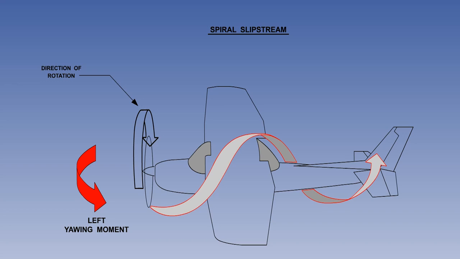But during the takeoff roll, at low airspeed and takeoff thrust, the left turning effect from spiral slipstream is very noticeable and must be compensated for by the pilot using right rudder.